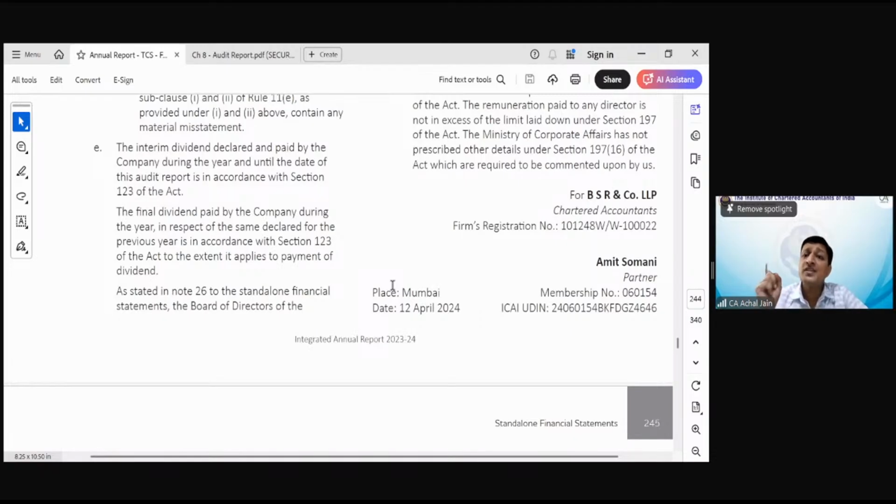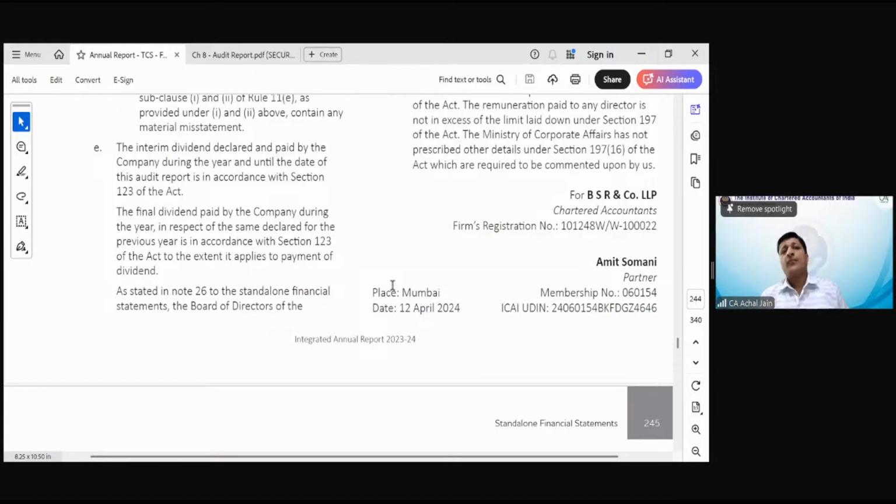This report needs to be signed by the auditor. See, this report which is there in front of you is the printed one. So find this sign. This will always be signed by the partner. So in the firm name, then you will have the registration number, then you will have this partner, then the membership number, and the date and place will also be there. Okay.